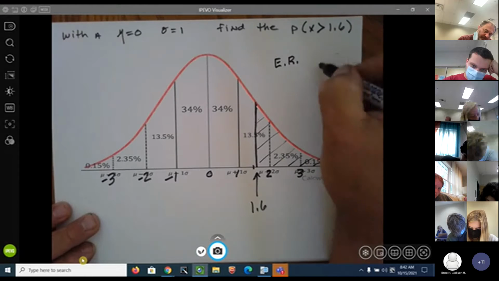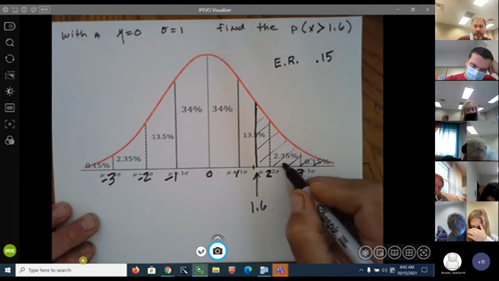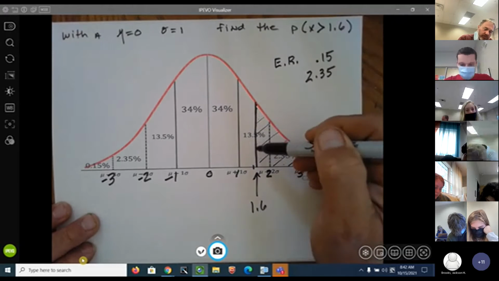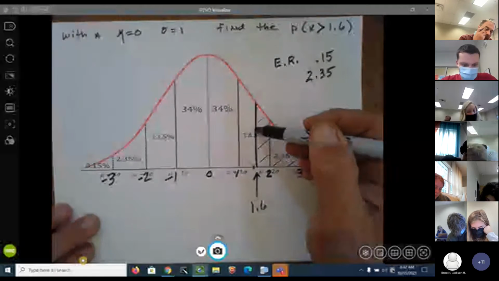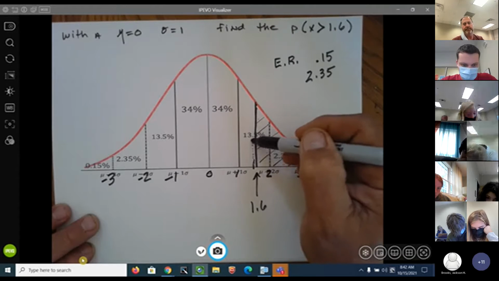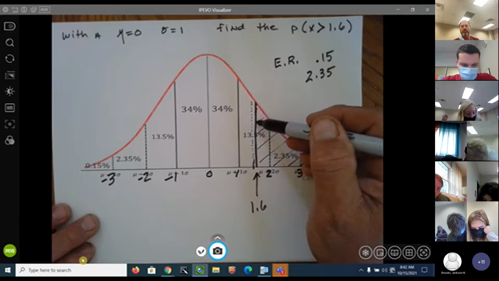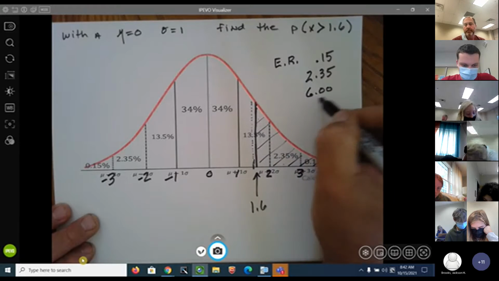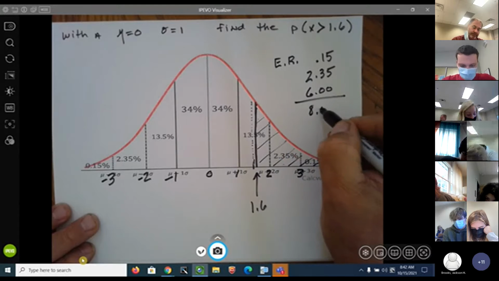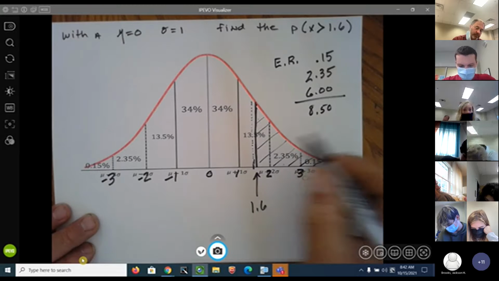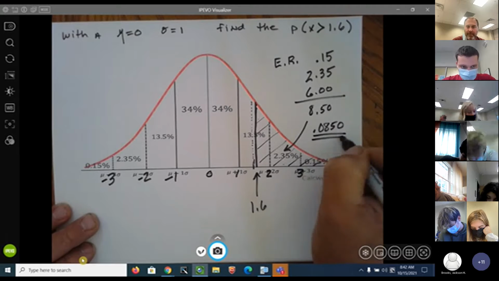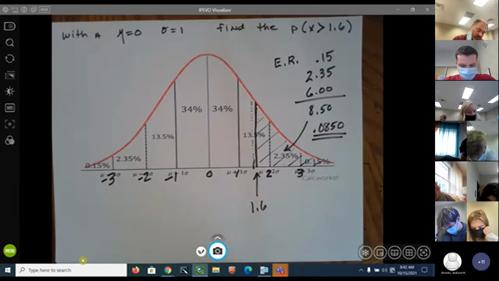So the empirical rule says 0.15, 2.35, and half of that would be 6.75, but it's not really 6.75. So I'm just going to say this is probably 6. So our answer should be around 8.5. So the area in here should be around 0.0850 by a guesstimate by the empirical rule.